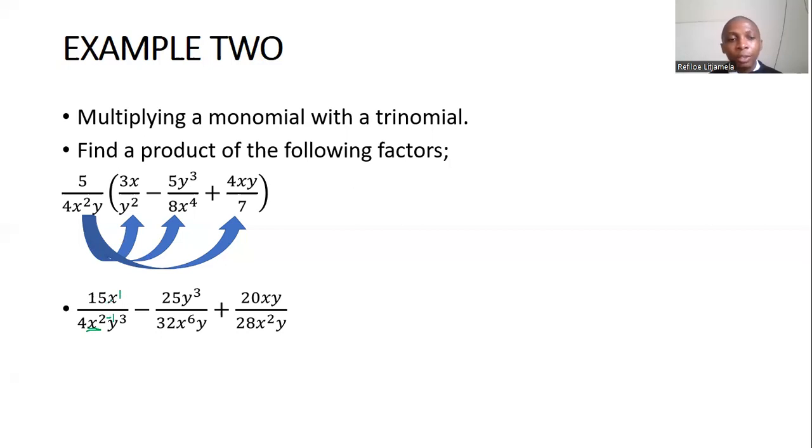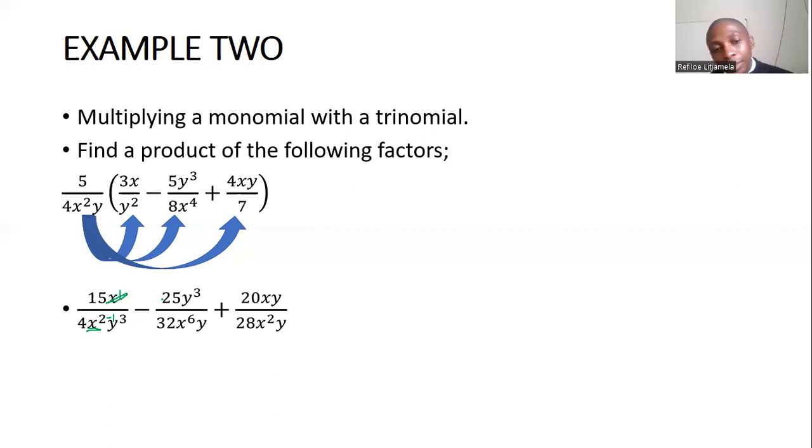And meaning that I don't have x in the numerator anymore, but in the denominator, I'll be left with x to the exponent of 1. How did I get that 1? It's 2 minus 1. 2 minus 1 is 1. And normally when the exponent is 1, you do not write it. And the variable y will still remain in the denominator as y cubed because there's no y in the numerator.